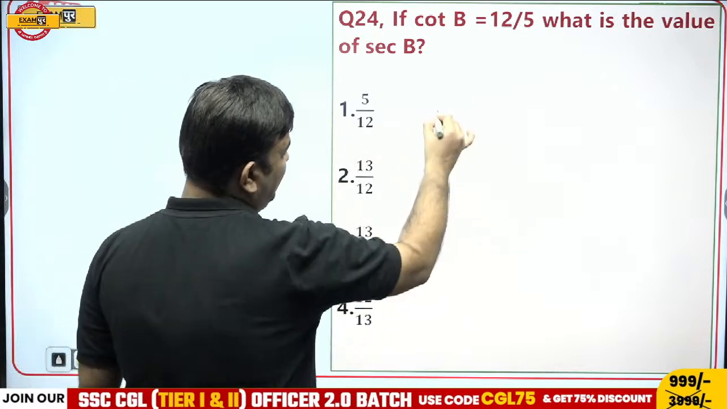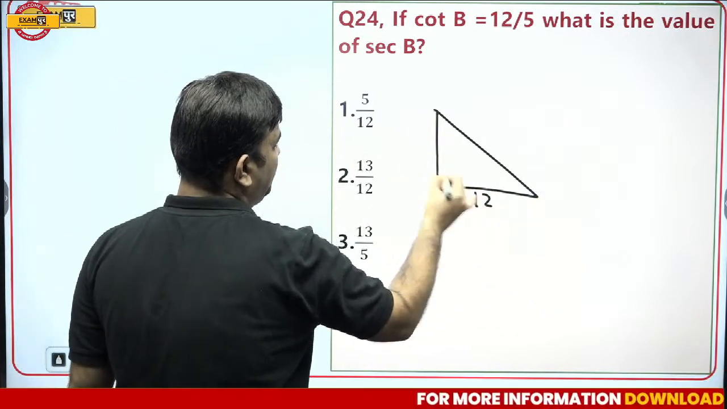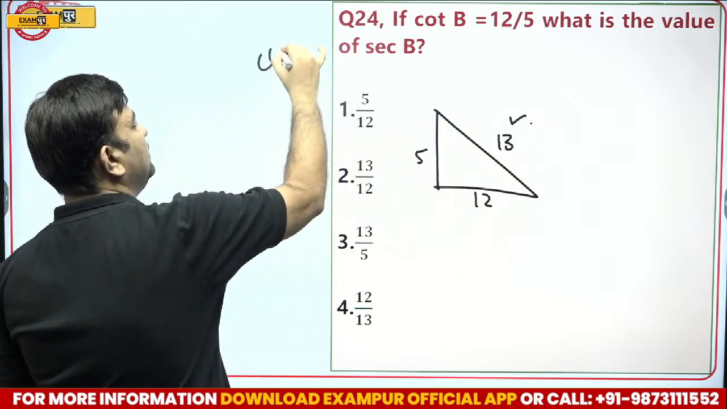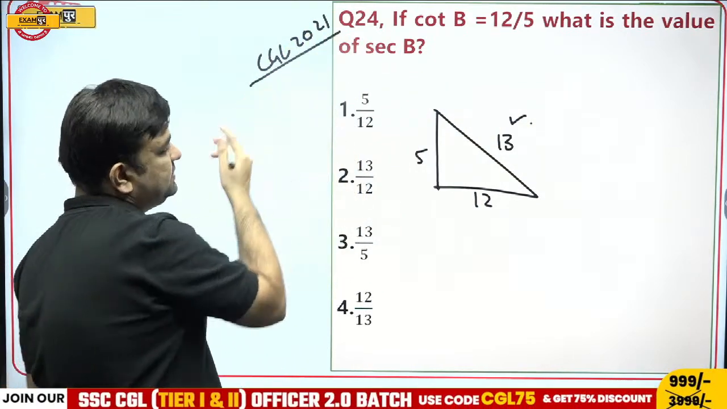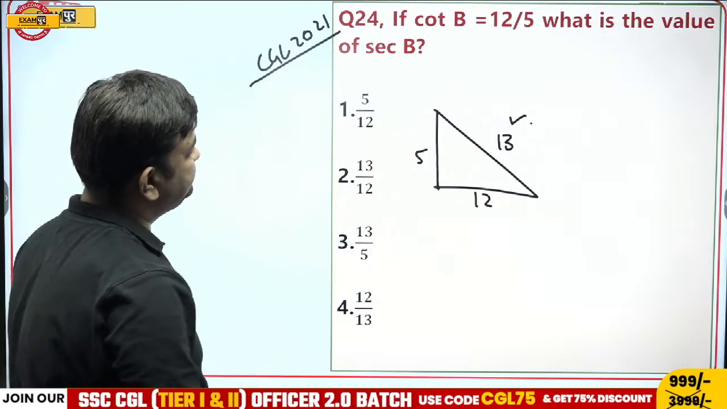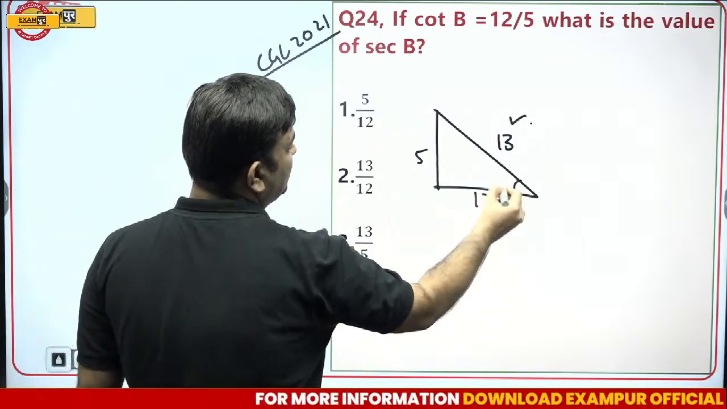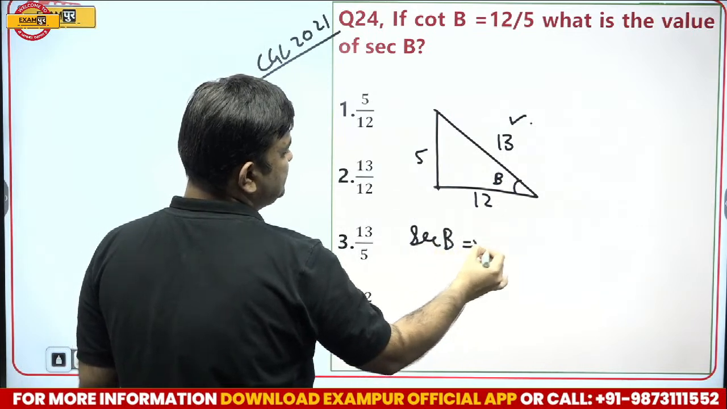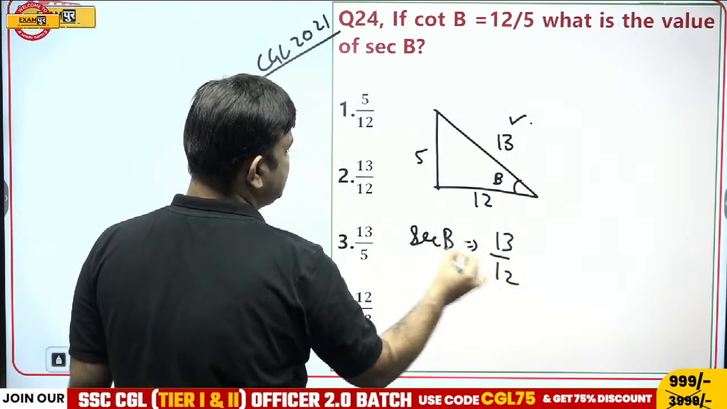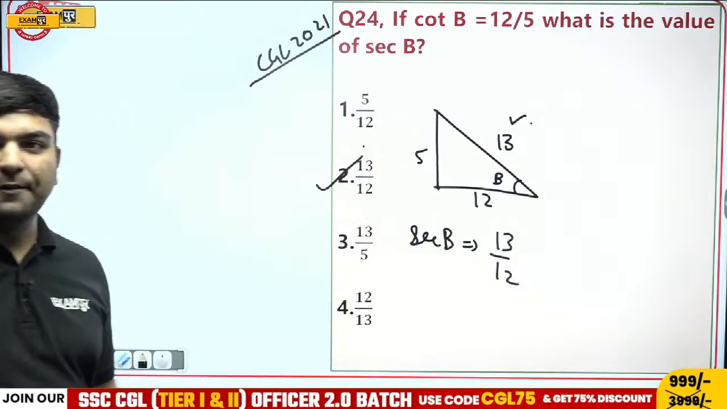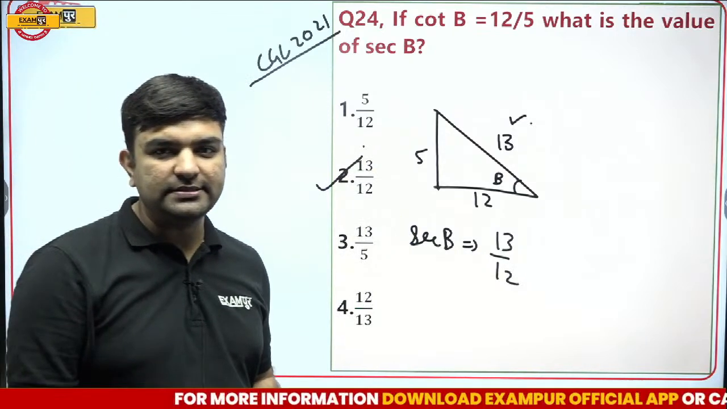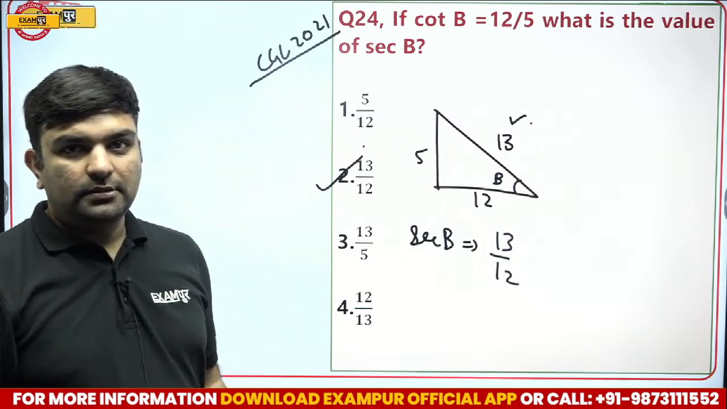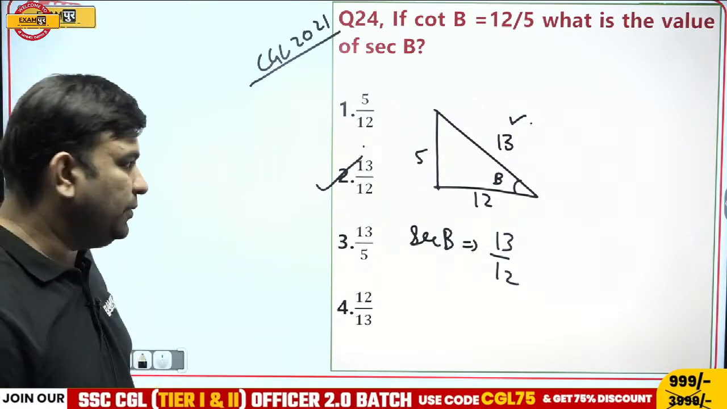Cot is 12 by 5. Cot is base upon perpendicular, so the hypotenuse is 13. Again a triplet. Cot B. What is sec B? Sec B is hypotenuse upon base.